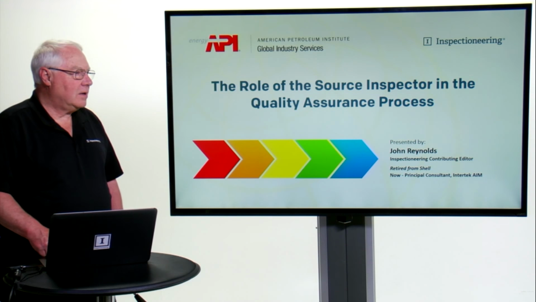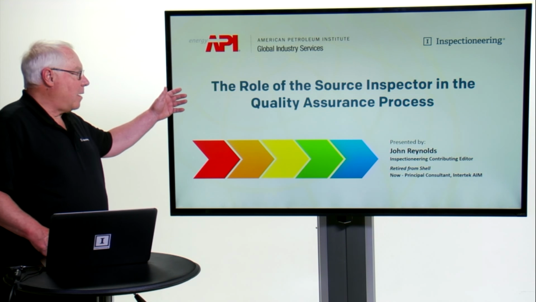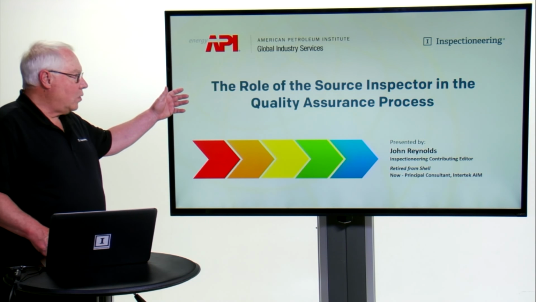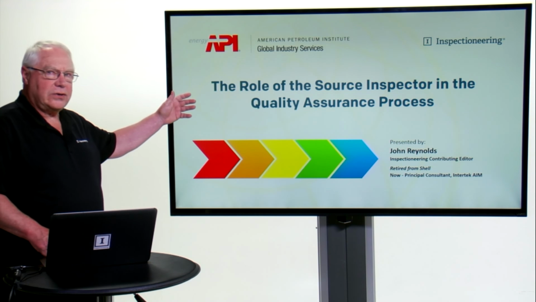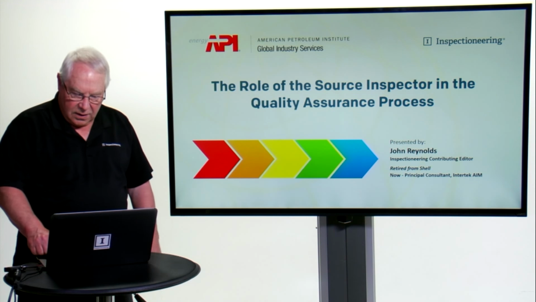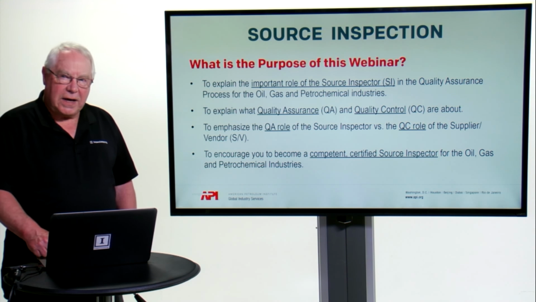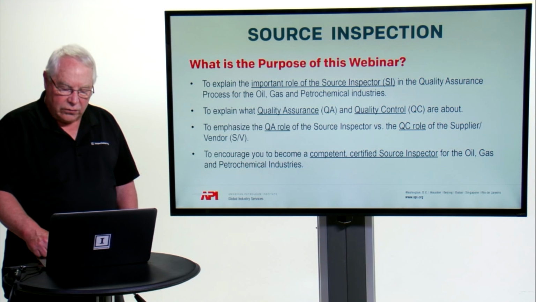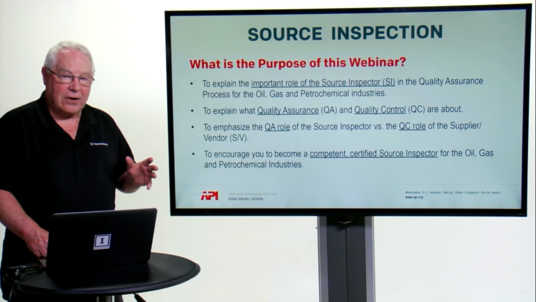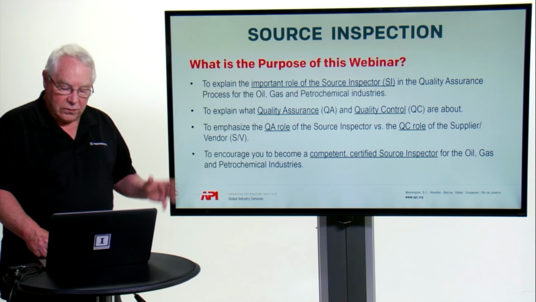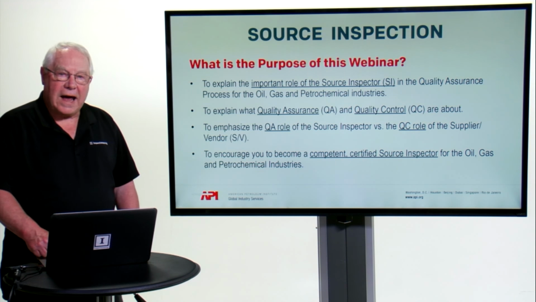Thank you, Greg. As you've mentioned, the topic of this webinar is the role of the source inspector in the quality assurance process. So let's begin with talking about what the purpose of this webinar is. It's basically to explain the important role of the source inspector, SI. You'll need to get used to that acronym. You'll see it on quite a few of these slides, in the quality assurance process for the oil, gas, and petrochemical industries.